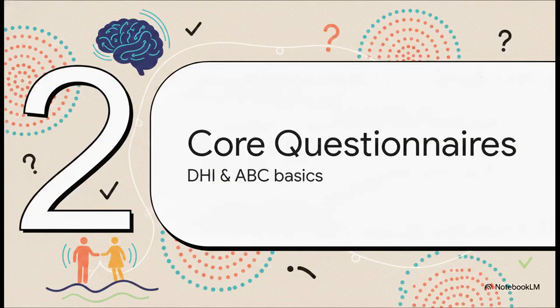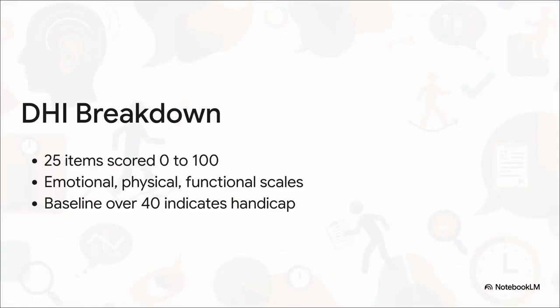Moving into Section 2, our core questionnaires, specifically the basics of the DHI and the ABC. First up is the Dizziness Handicap Inventory, or the DHI. It's 25 items scored from 0 to 100, but crucially, it's chopped up into emotional, physical, and functional subscales. A baseline score over 40 tells us there's significant handicap. Anything over 60 is severe. But again, and I can't stress this enough, you absolutely must drill down into those subscales. That's how you find out where the patient's functional impact is actually concentrated, which is what guides your whole clinical emphasis.